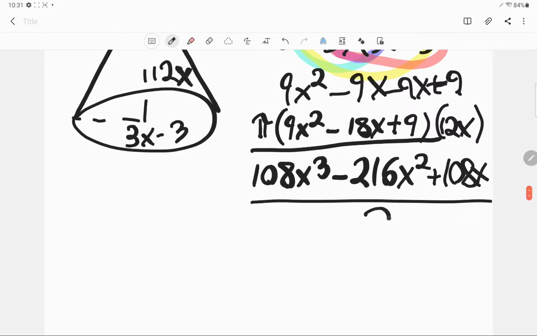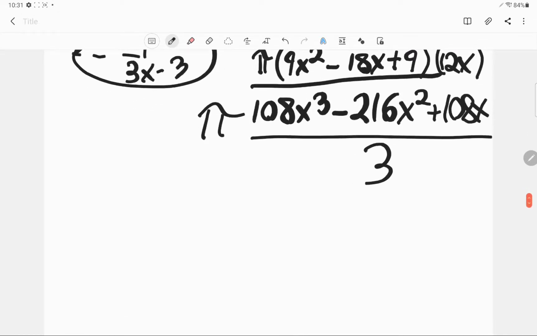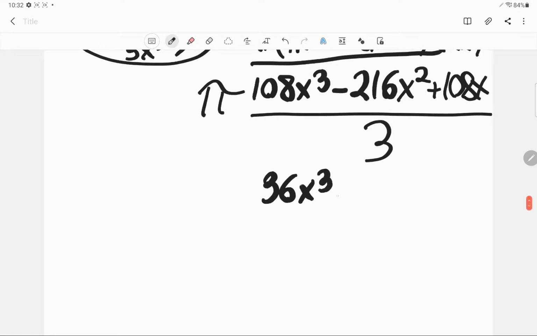At this point, we can actually divide by 3. This is the final step. Well, technically, if you want to leave your answer like this, it is going to be one of the final steps that you want to do. All I'm going to do, I'm going to divide 108 by 3, which is going to give me 36x cubed minus, it's going to be 216 divided by 3, and I believe that's 72x squared. And then finally, we're going to have 36x.